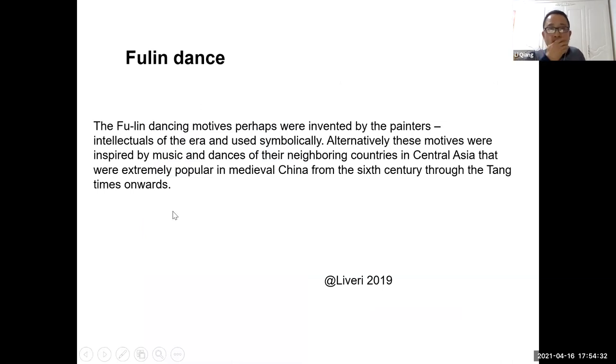And also the Fulin dance. This Fulin dance is very interesting. Just now I mentioned Lin Ying, the Chinese scholar who does much research on these things, and also a Greek scholar, Liveri. She believes that Fulin dance motifs perhaps were invented by the painters and intellectuals of the era and used symbolically. Alternatively, these motifs were inspired by music and dances of the neighboring countries in Central Asia that were extremely popular in medieval China from the 6th century through the Tang Dynasty. So this Fulin dance has just the name of Fulin, but the dance elements were from Central Asia.